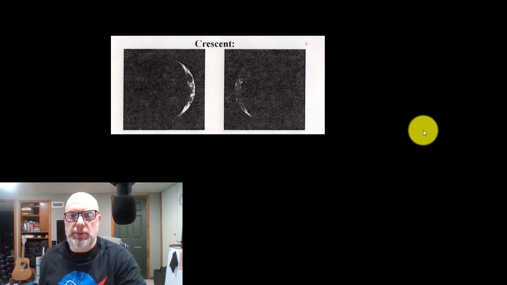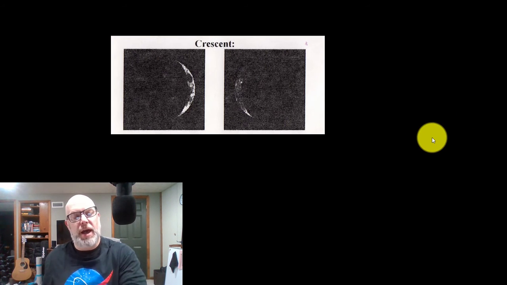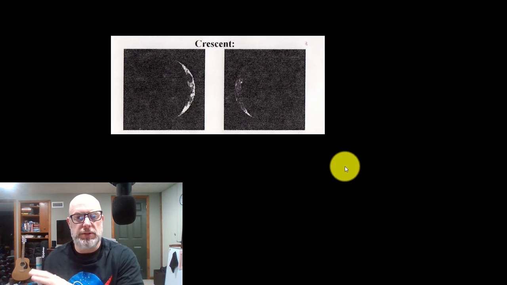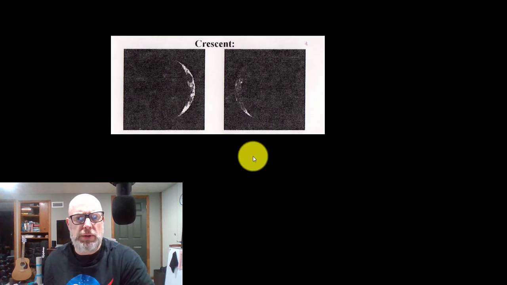It's tidally locked, so we always see the same side. Half of the moon is always illuminated by the sun. Always. Half of everything in space is illuminated. And then depending on the angle that we look at them, we see a different portion of that illuminated side.